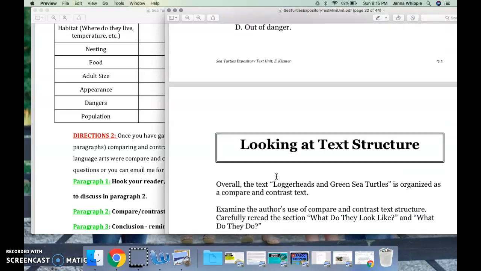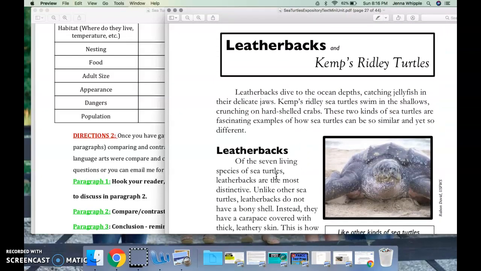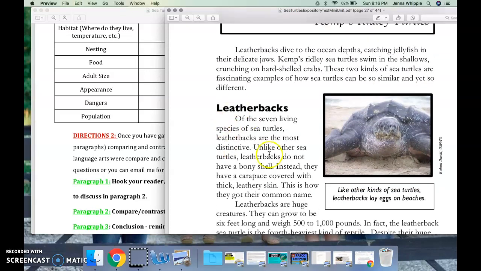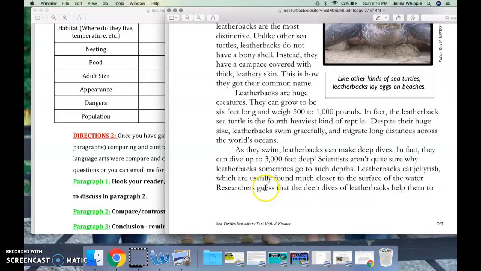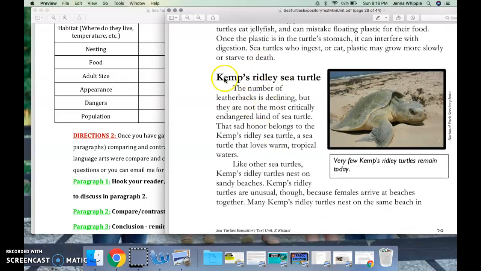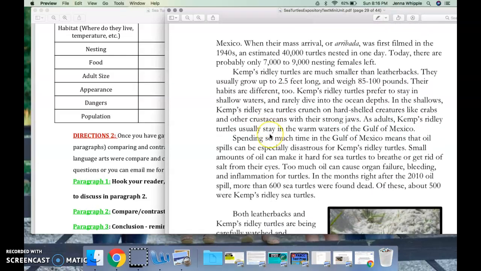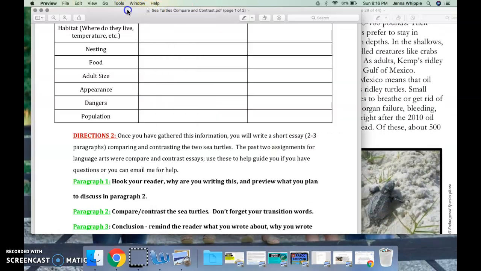If we scroll and look at the second article you guys did, Leatherbacks and Kemp's Ridley turtles, this is more of a clustered compare and contrast. So the leatherback section right here has all information about leatherbacks. And then down here, Kemp's Ridley sea turtle has information about the Kemp's Ridley sea turtle. Either of these options would be acceptable for your compare and contrast. I think if you do the alternating, it might be easier to include more transition words, which is something that I've mentioned for you to include.